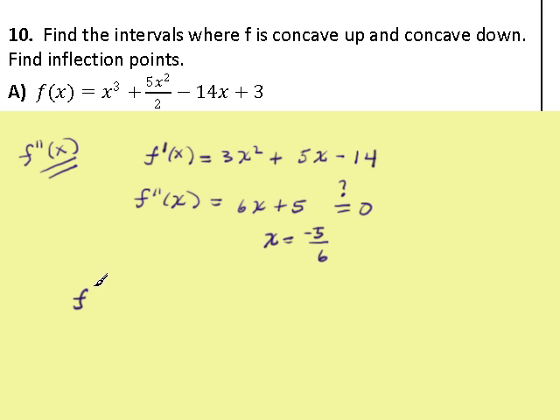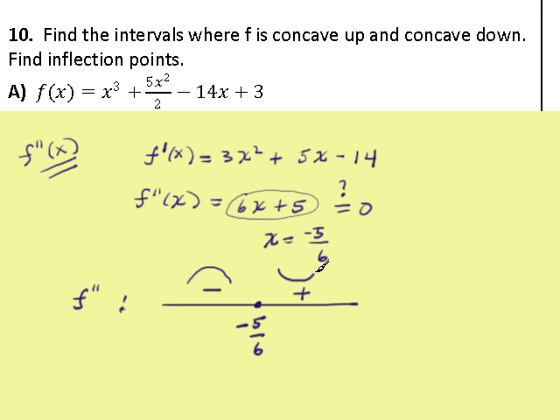And now for the plus minus analysis, just put that minus 5 over 6 on the number line. We're looking at this. Substitute in something larger, like 0, for example, over here, and we get positive. Substitute in something smaller, like minus 1, and we have negative. So that means here the curve is concave down, and here it's concave up. And this is an inflection.